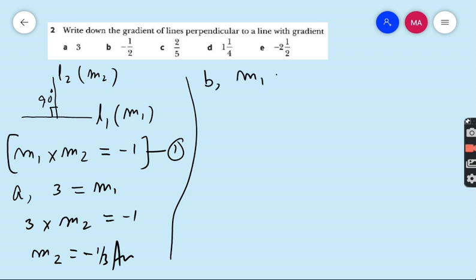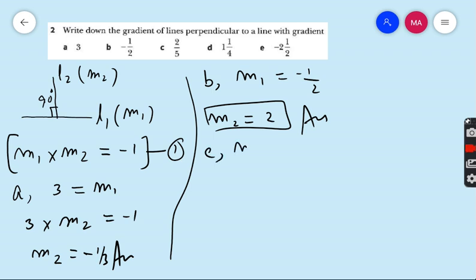M1 is minus 1 upon 2. Therefore, M2 should be, multiply this M1 value by a negative sign, so it would be minus minus plus, and take the reciprocal. Reciprocal means 1 upon 2 should be written 2 upon 1. So M2 is 2. That's it. This is the answer.